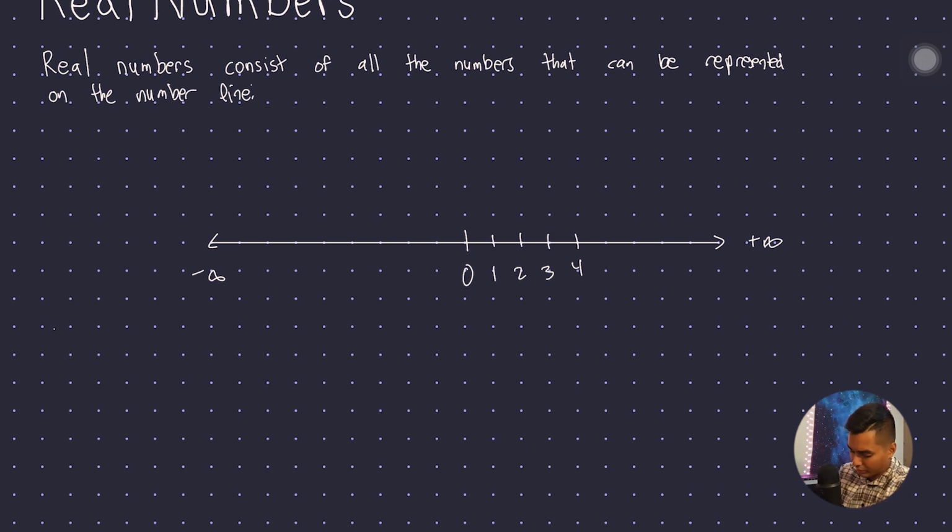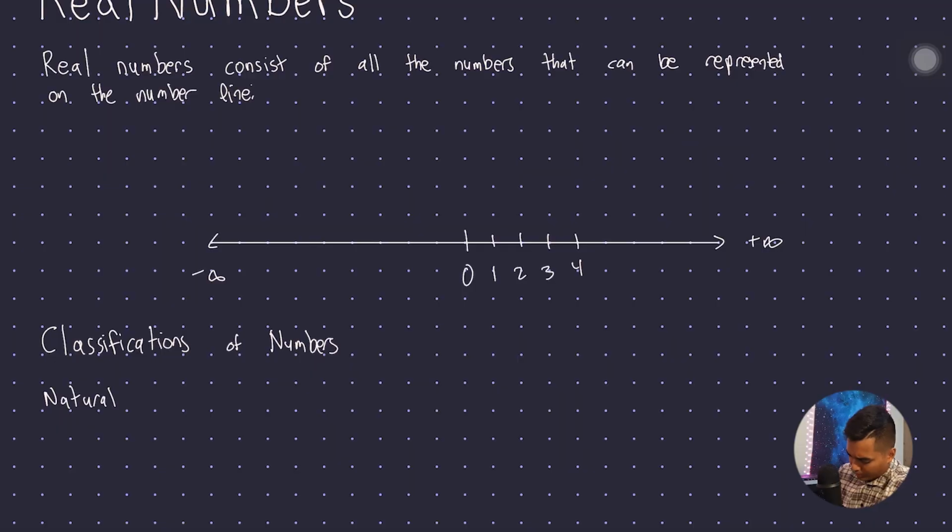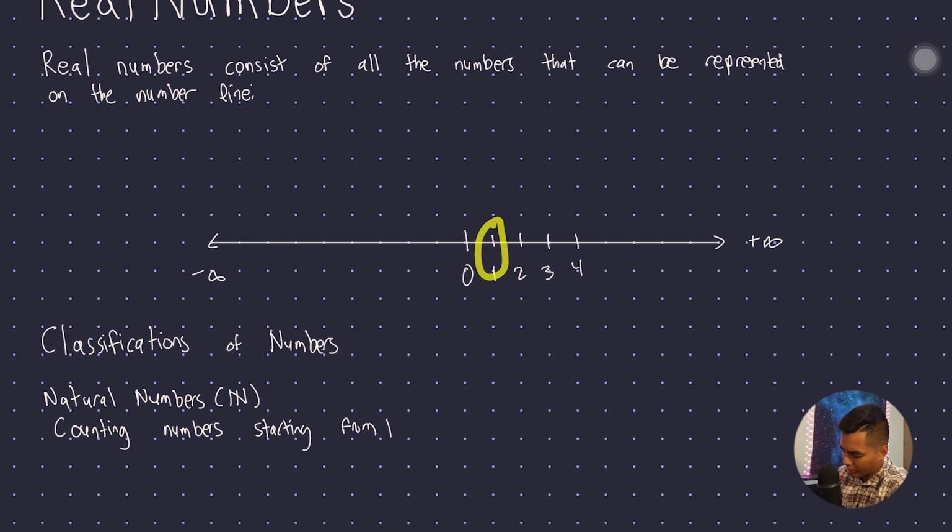So we can start to divide these up. Let's talk about the classifications of numbers. Okay, let's talk about what numbers exist here, and we're going to start with natural numbers. The natural numbers are denoted by this funny N symbol here. And so these are the counting numbers starting from 1. Okay, so again, we started by counting the number 1 and then 2, 3, 4.